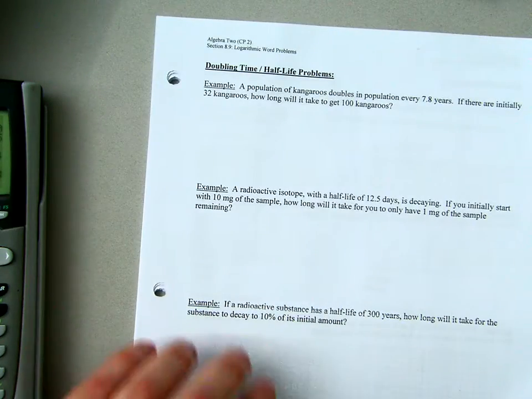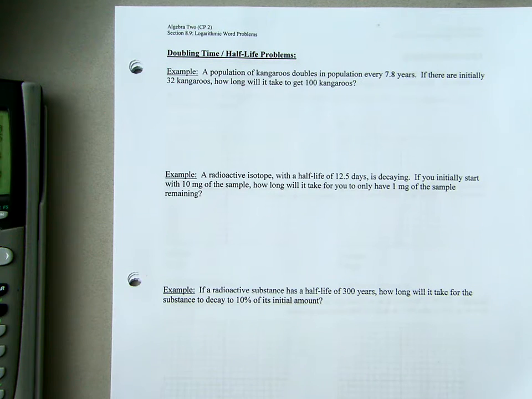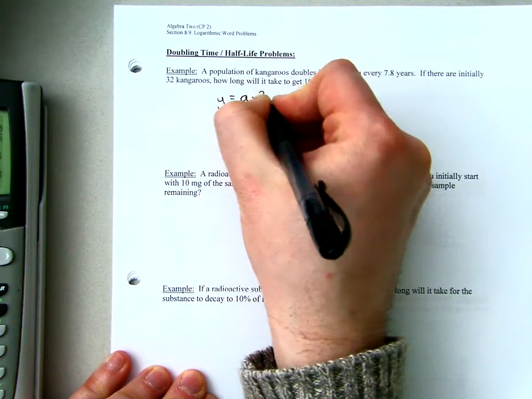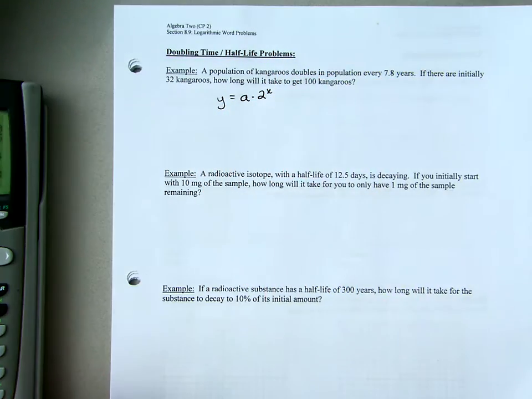And we're going to do this one together. Population of kangaroos doubles in population every 7.8 years. There are initially 32 kangaroos. How long to get to 100 kangaroos? So, y equals a times 2 to the x is the formula I'm going to use.